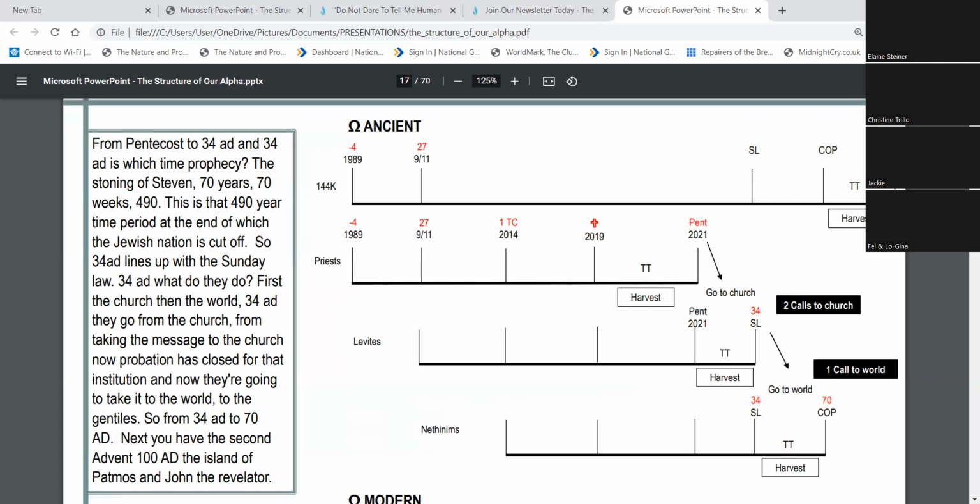So from Pentecost to 34 AD. Closer. We can't hear.